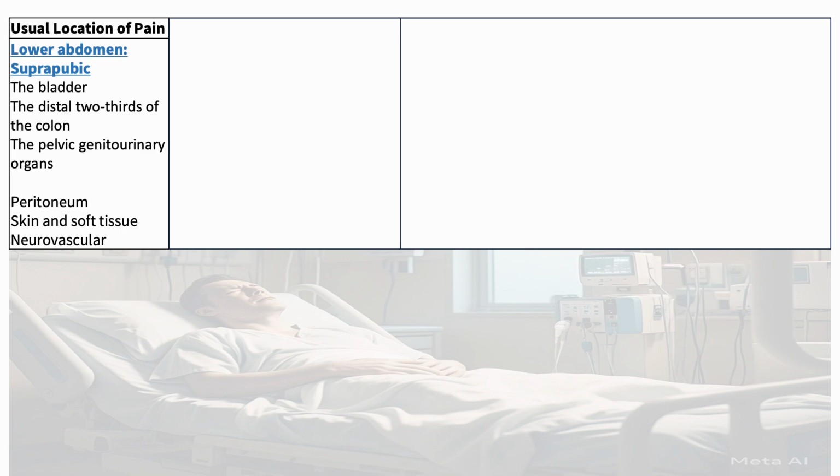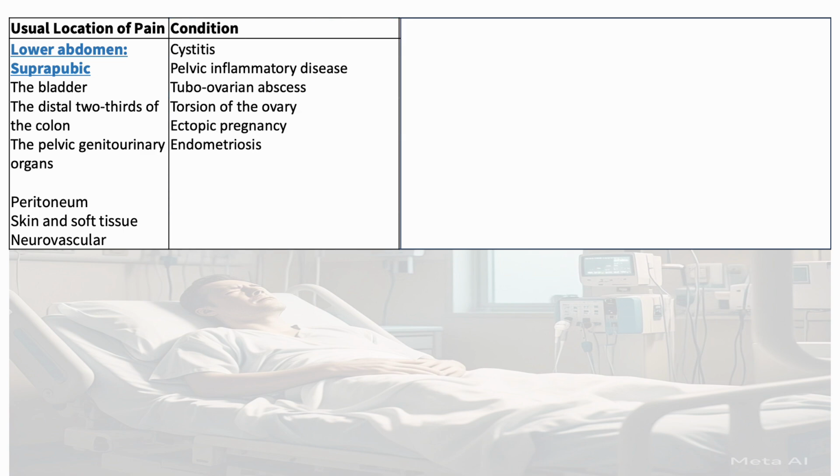Now coming to the lower abdomen or the suprapubic area, organs to think about include the bladder, the distal uterus, the distal 2/3 of the colon, especially the sigmoid colon and the rectum, and then the pelvic genitourinary organs, and of course the peritoneum, skin and soft tissue infection, neurovascular bundle in that area. Common conditions you're going to encounter as a cause of abdominal pain include UTI and cystitis, pelvic inflammatory disease or PID, tubo-ovarian abscess or other ovarian disease like torsion of the ovaries, ectopic pregnancy, and endometriosis.